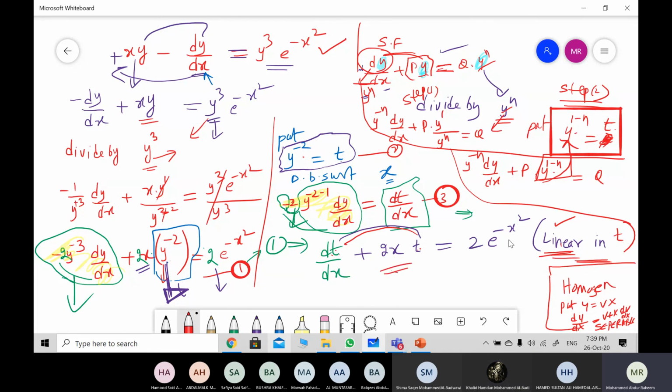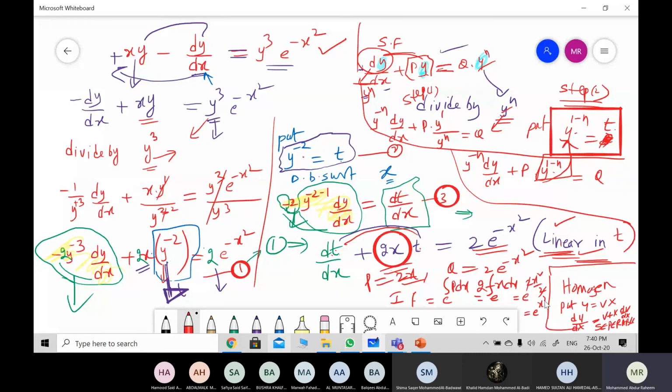From this, how to solve linear in t? Linear in t, what is P? The coefficient of t, 2x. What is Q? The right side. What is IF? e power integral P dx. P is how much? 2x dx. e power, this is x square divided by 2, times 2, so e power x square, like that. And next the general solution, can I go? Very easy here. New page.